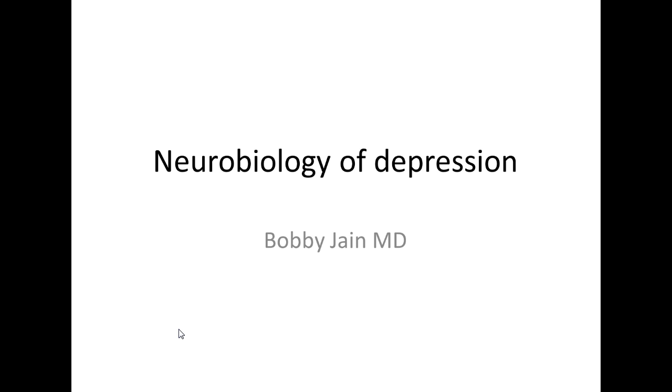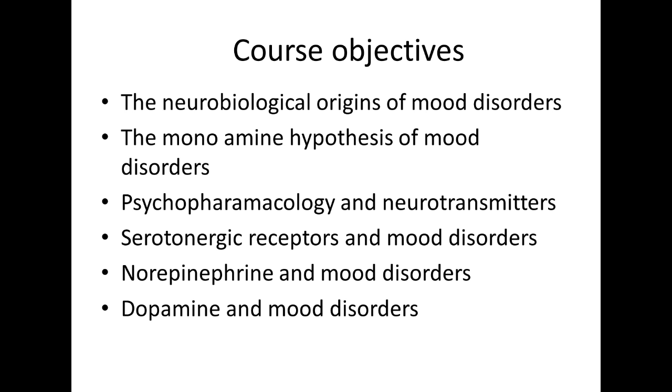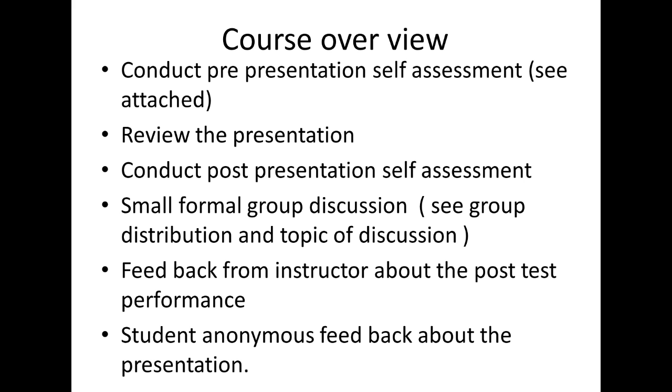third year rotation. So things that we'll be covering in this lecture, the objectives are, we'll be talking about the neurobiological origins of mood disorders. We're going to be talking about the main hypothesis that underscores the origins of the mood disorder, that is the monoamine hypothesis of mood disorders. Then we'll be talking about psychopharmacology of the antidepressants and the neurotransmitters. And the main neurotransmitters we'll be talking about will be the role of serotonergic, norepinephrine, and dopaminergic neurons in the influence of mood disorders.